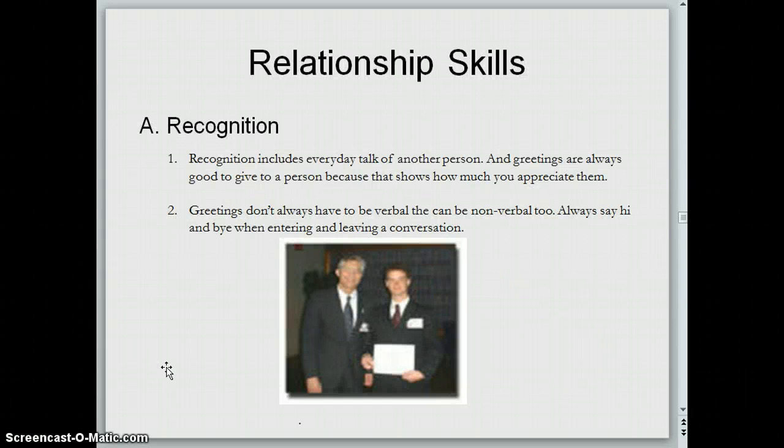Skills. Recognition. This includes recognizing the other person, everyday talking to the other person, and acknowledging the other person. Greetings don't always have to be verbal. A simple head nod will also be okay.